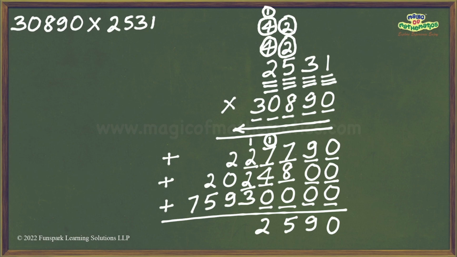2 plus 2 plus 3 is 7. Adding this 1, I get 8. 2 plus 0 plus 9 is 11. I retain 1 and carry forward 1. 2 plus 5 is 7. Adding this 1, I get 8. I bring the 7 down and I am done.